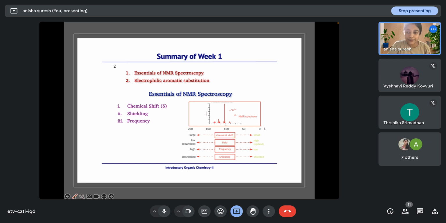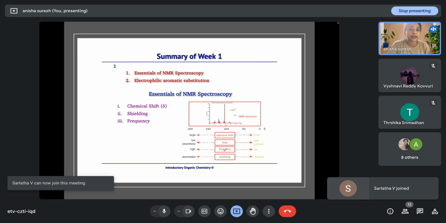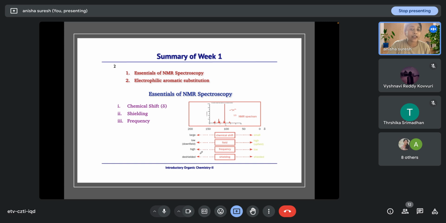As we can see here, the chemical shift is small towards the right and large towards the left. The field is high towards the right, which we call upfield, and low towards the left, which we call downfield. Frequency is directly correlated with the chemical shift: towards the right the frequency is low, and towards the left it is high. Towards the right it is shielded, meaning there is more electron density surrounding, and towards the left it is deshielded, meaning the surrounding electron density is less.